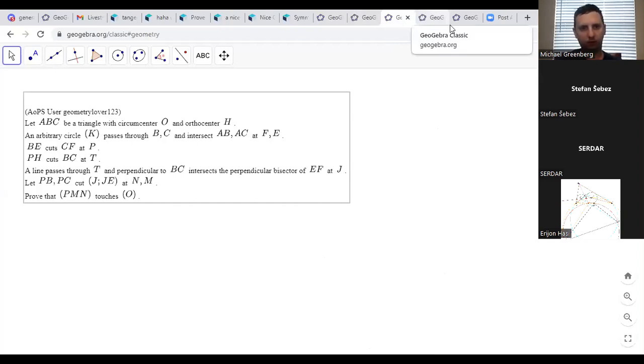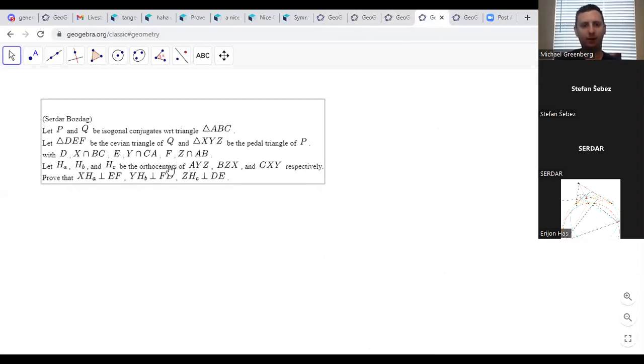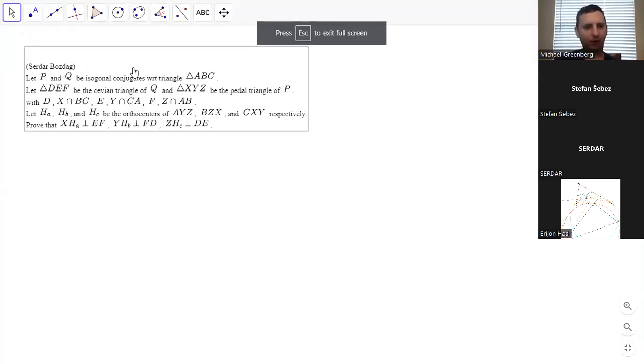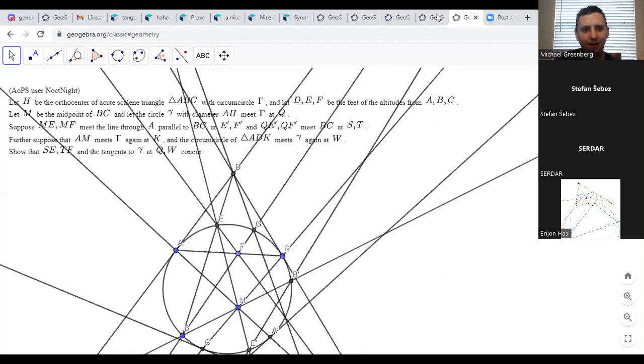This one looks, these look kind of tricky. Do you want to try this one? Yeah, okay. This one uses isogonal conjugates. This one looks a little hard, actually. Let me see if this one might be a little easier. I'm going to erase what I did so far.